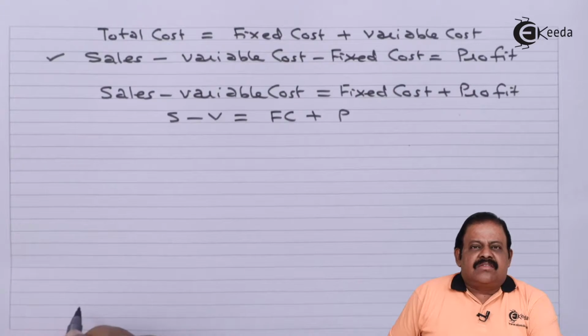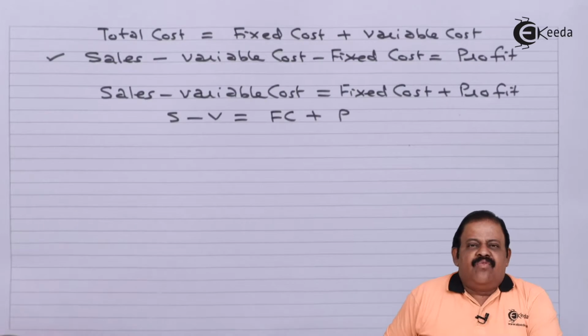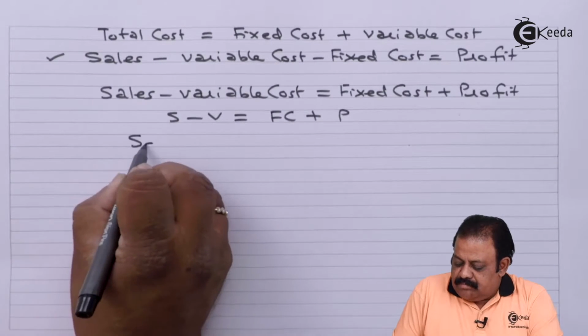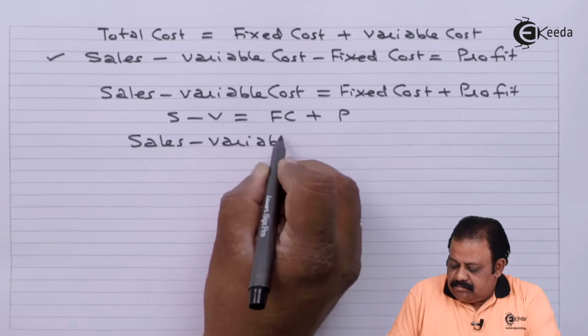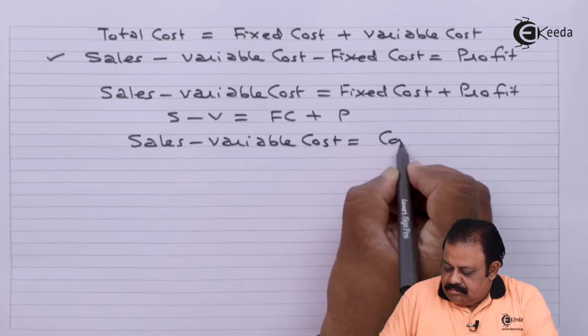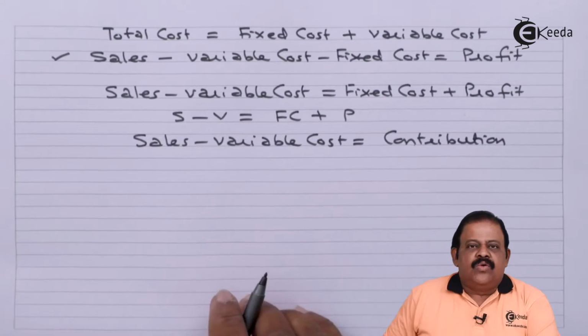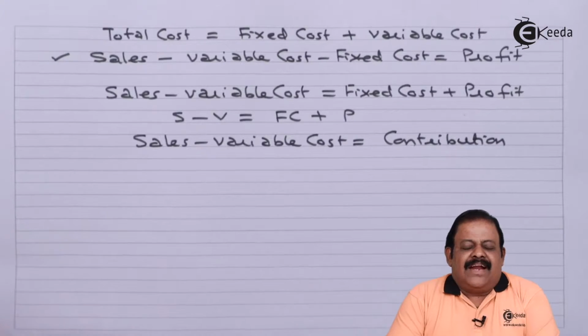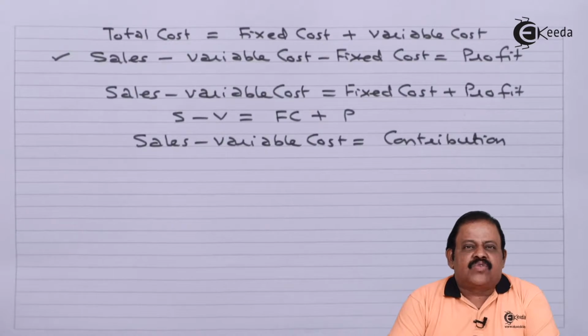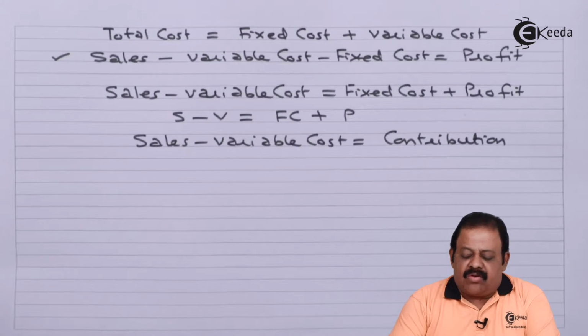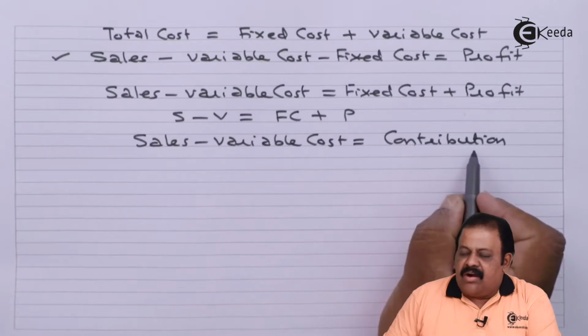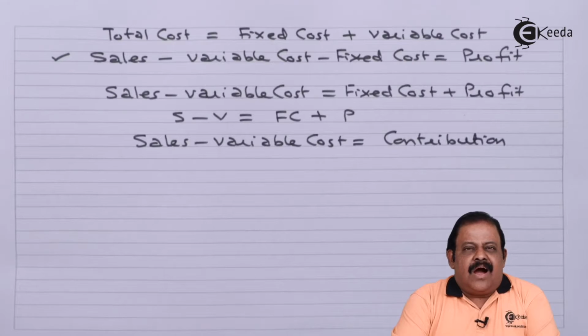In case of marginal costing, we use a term called contribution. How do we arrive at contribution? Sales minus variable cost is equal to contribution. That means the selling price is helping us to recover some amount of variable cost. So sales minus variable cost is called what? Contribution. The amount of contribution helps businessmen to take various decisions relating to manufacturing.